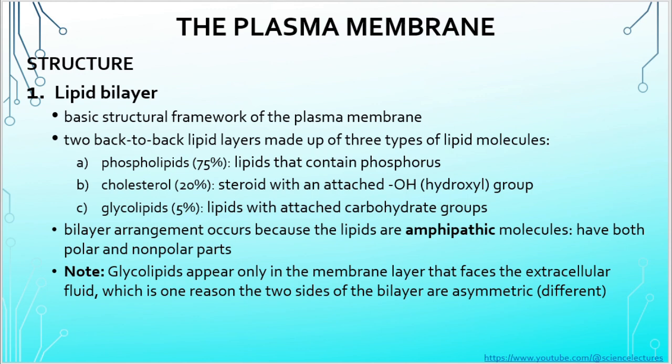The lipid bilayer simply refers to two lipid layers made up of three types of lipid molecules: the phospholipids, cholesterol, and glycolipids. The bilayer arrangement occurs because the lipids are amphipathic molecules. This means that they have both polar and nonpolar parts. In phospholipids, the polar part is the phosphate-containing head, which is hydrophilic. The nonpolar parts are the two long fatty acid tails, which are hydrophobic hydrocarbon chains.